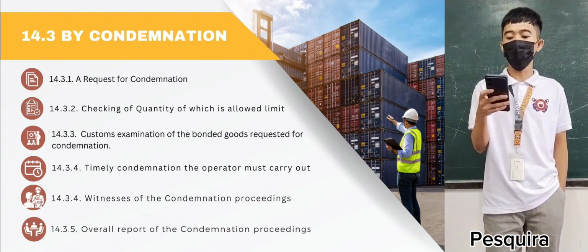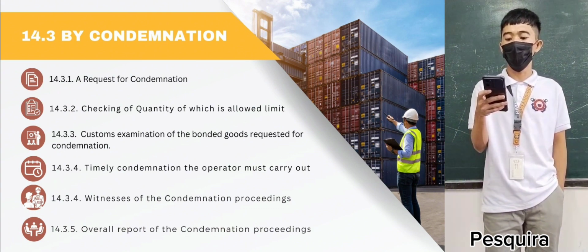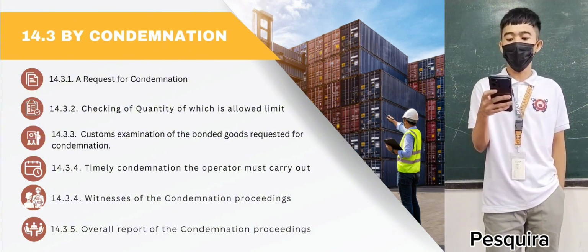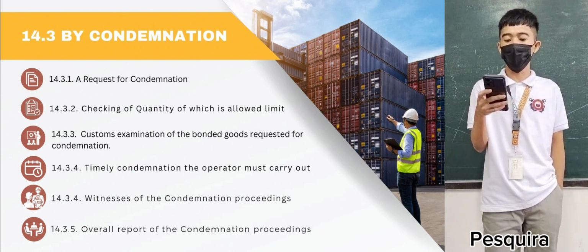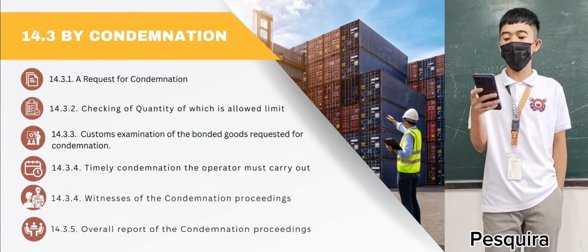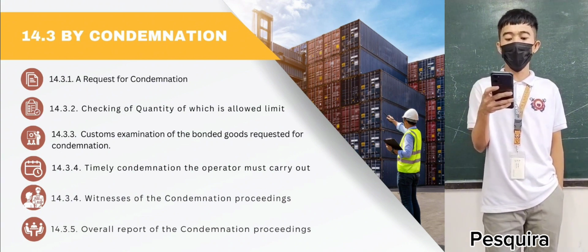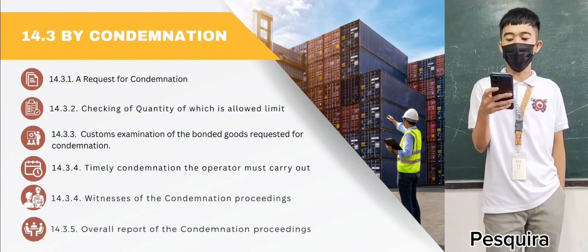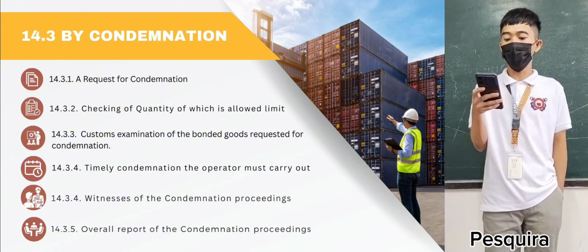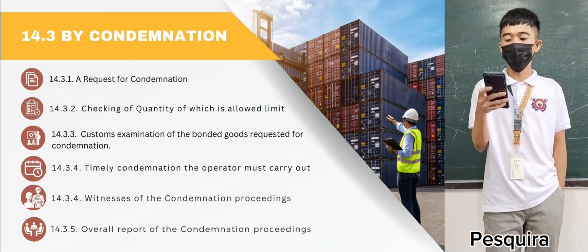14.3.4. Condemnation shall be done by the CBW operator within the remaining storage period. The condemnation shall be done within 3 days from the date of approval by the district collector of the request for condemnation, and after compliance with the documentary requirements, including securing the required clearances or permits from other government agencies, if applicable.